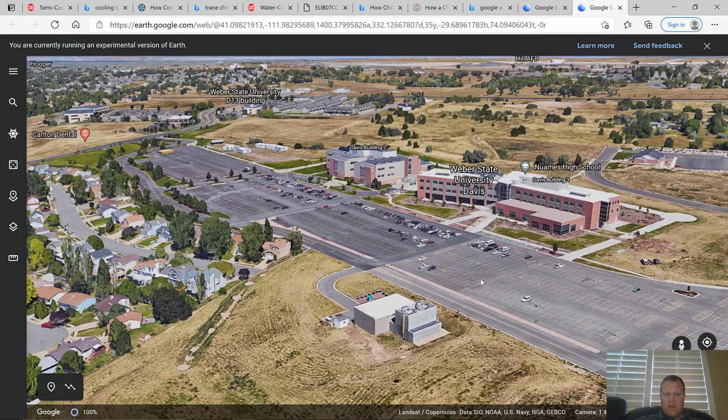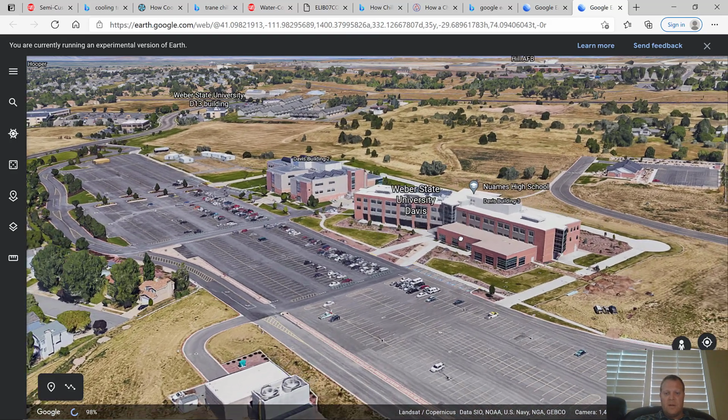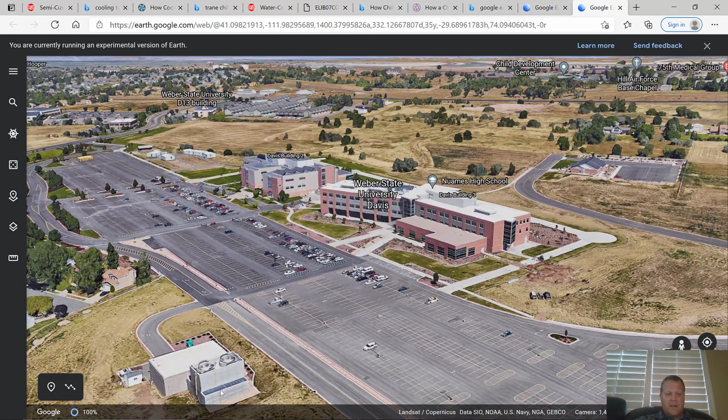Do you guys recognize that's Weber State Davis? That right there is cooling towers. So there's cooling towers here, there's chillers in here, and the air handler is right here. Or there's multiple air handlers, I can't remember. But what it's got is underground piping going all the way up this building, up into this penthouse up on top of the building where the air handlers are.